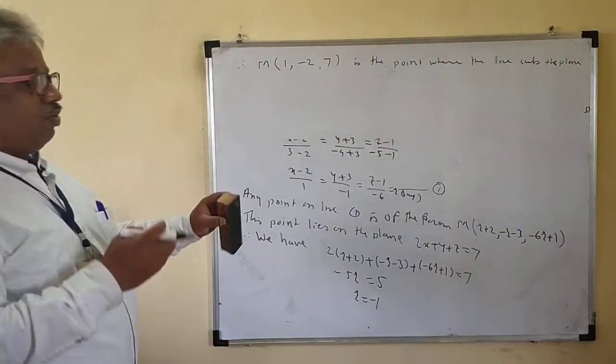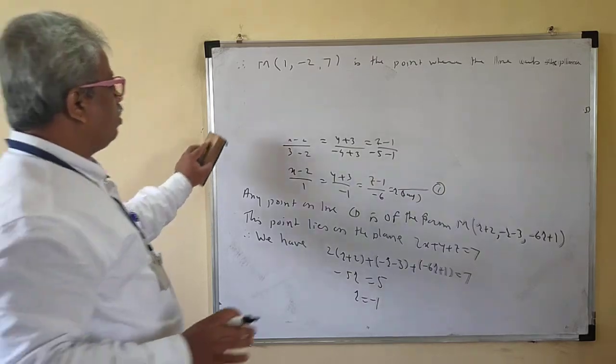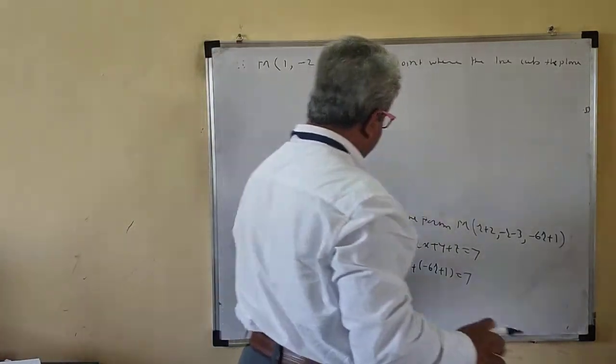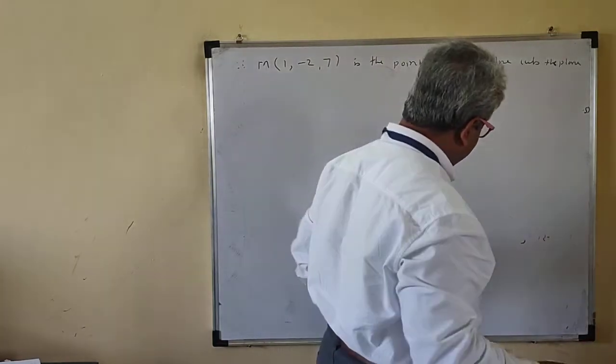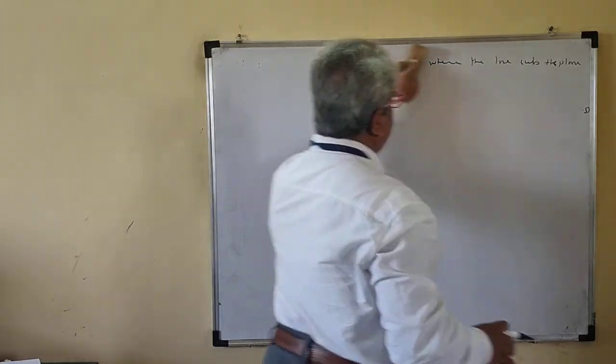No need to write all the equations. Okay, where the line cuts the plane, this is the required point. I hope that you understand this one: how to find the equation of a line passing through 2 points, that is the 2-point form, and how to find the intersection of a line and any curve.